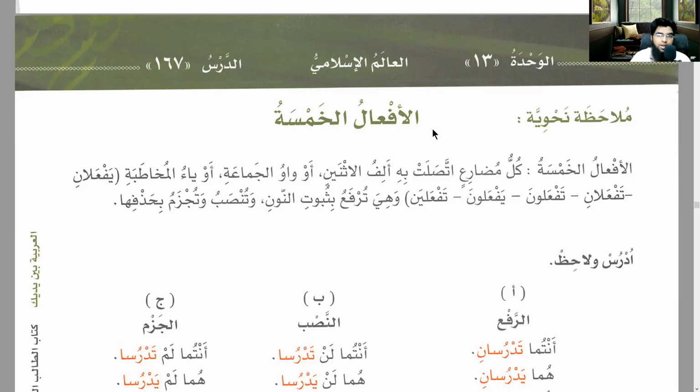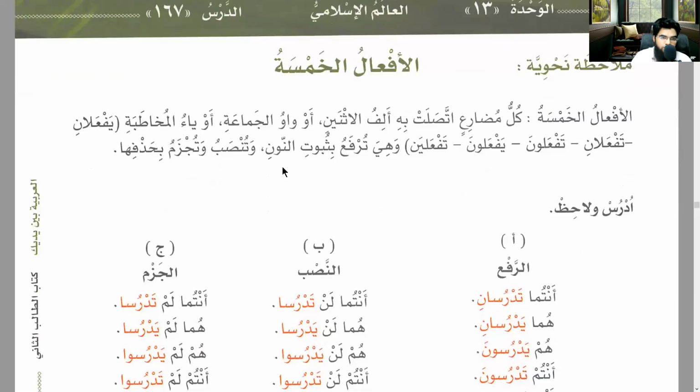Al-af'al al-khamsa, the 5 verbs. أفعال الخمسة كل مضارع اتصلت به ألف الاثنين. So the 5 verbs are every مضارع that has attached to it the alif of the dual, أو واو الجماعة, or the waw of the plural, or ياء المخاطبة, the ya of addressing. That is for the feminine. Like taf'alina, the ya is called ياء المخاطبة.